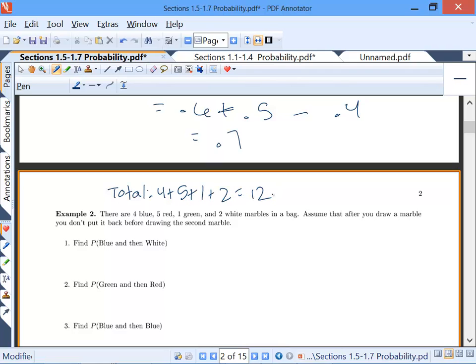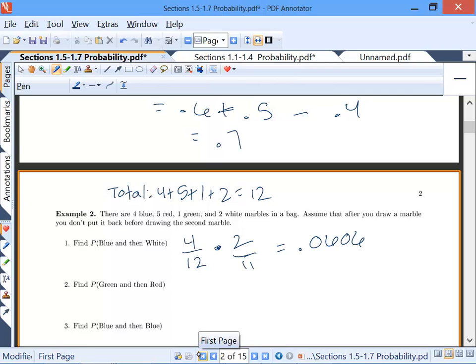So the probability of getting a blue marble is originally 1/3, or 4 out of 12. And then I need to get a white marble, but I didn't put the first marble back. So what is my probability of getting a white marble? 2 out of 11, because I now have fewer marbles to choose from. So this will be 0.0606. Notice here I multiplied because it was an "and," then I just thought through what the probabilities would be for each one.